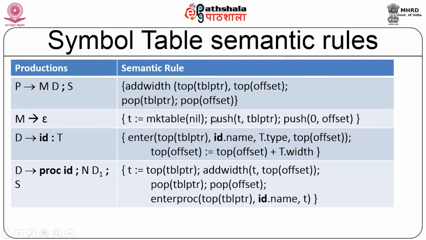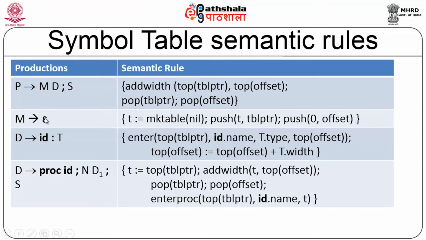Now, I am going to push the address of this symbol table and I am going to push an offset of 0 into 2 stacks. I can maintain this as 2 stacks or I can maintain it as a single stack. Assuming I am maintaining it as 2 stacks, when I say push t comma table pointer, table pointer is the stack of table pointers available. This is a stack, and this is an offset stack. So, here I am pushing t onto the stack.